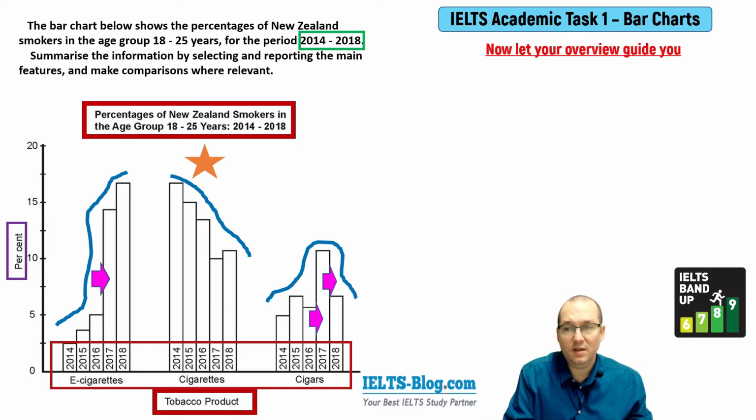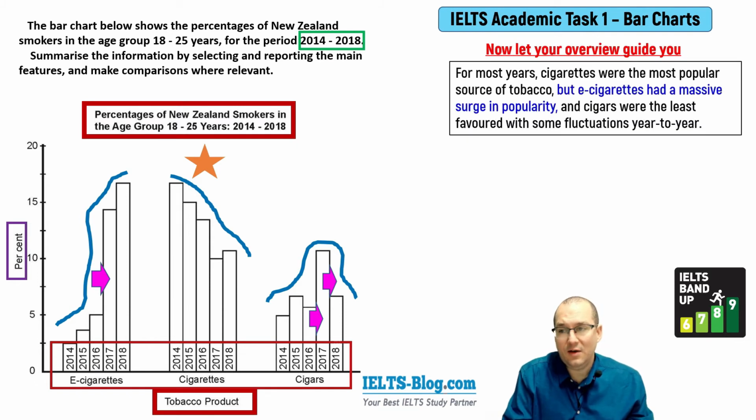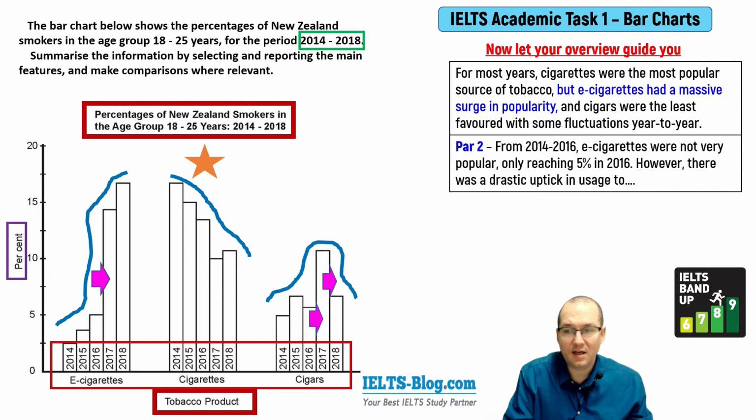For the next one, well, e-cigarettes had a massive surge in popularity. Well, let's talk about that. From 2014 to 2016, e-cigarettes were not very popular, only reaching 5% in 2016. However, there was a drastic uptick in usage too. And again, just put in the information. And again, put your paragraph in the comments below. It's great to read them.